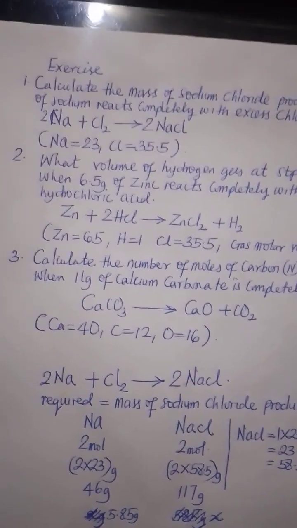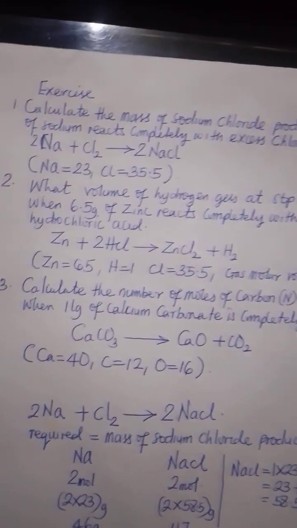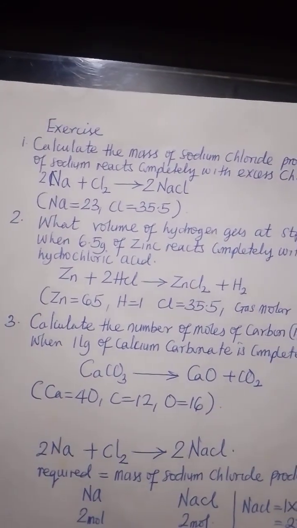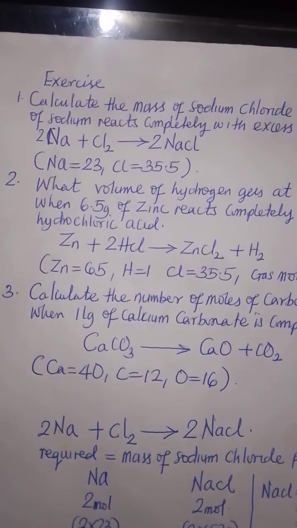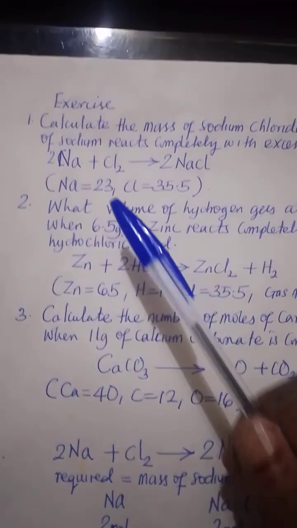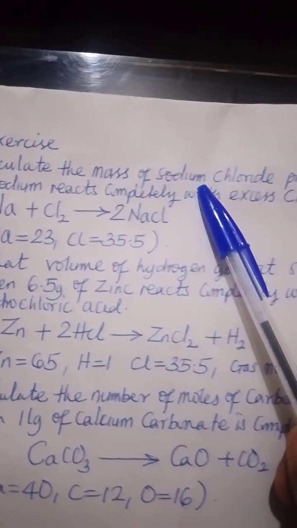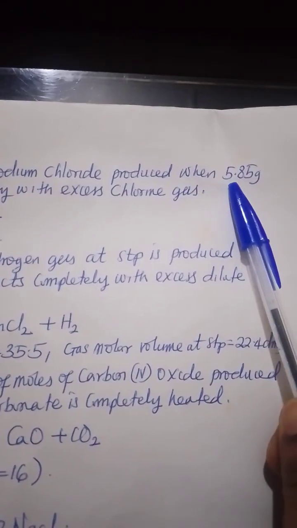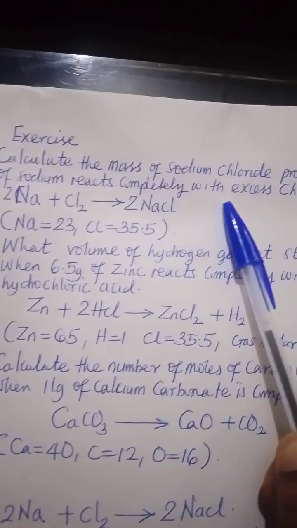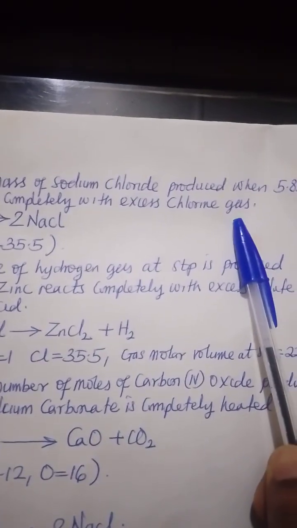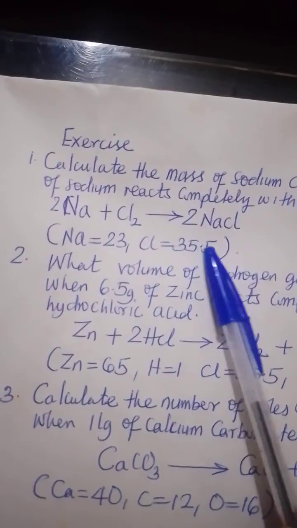We concluded part 2 by saying that we should go and solve the following problems. That means we should attempt the following problems. Number one, calculate the mass of sodium chloride produced when 5.85 grams of sodium reacts completely with excess chlorine gas, given the equation of reaction and the atomic masses of the elements.